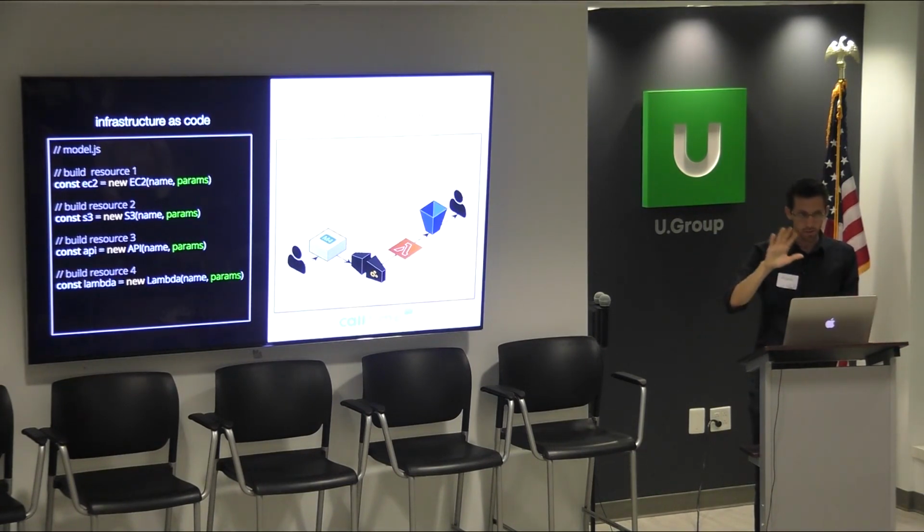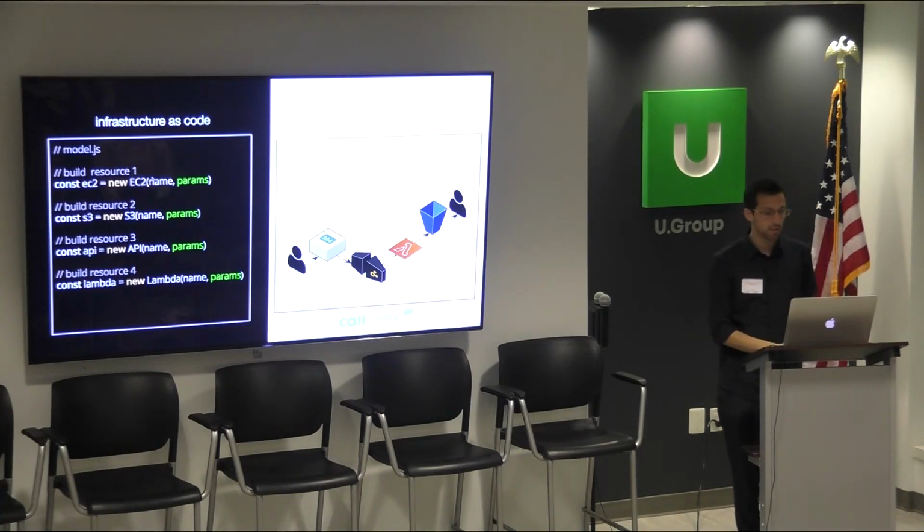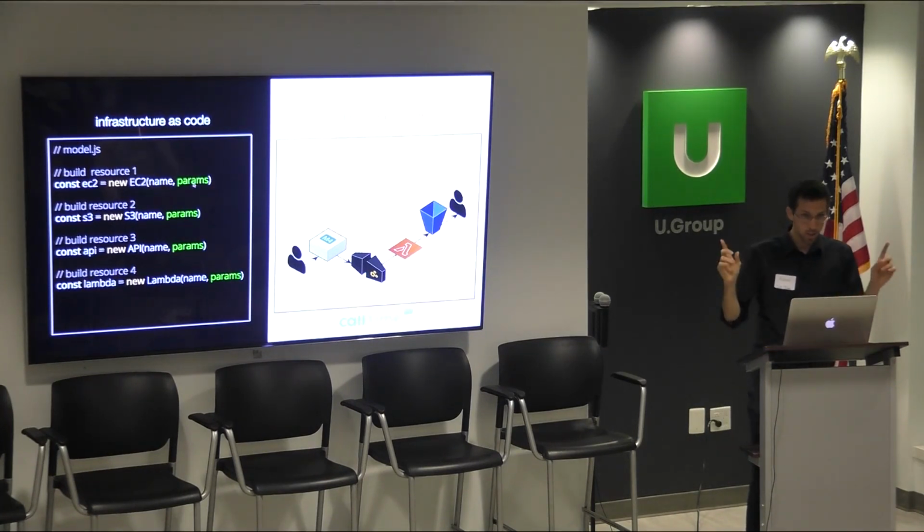So the overarching framework looks like this. We have something like a model.js, and I'm just defining this variable, EC2. This is a new EC2, and you're just calling it some name and feeding certain parameters to it. So this is what we'll be doing. We'll be creating an EC2 instance. Well, not in this case, but this is the idea of what you should be doing.